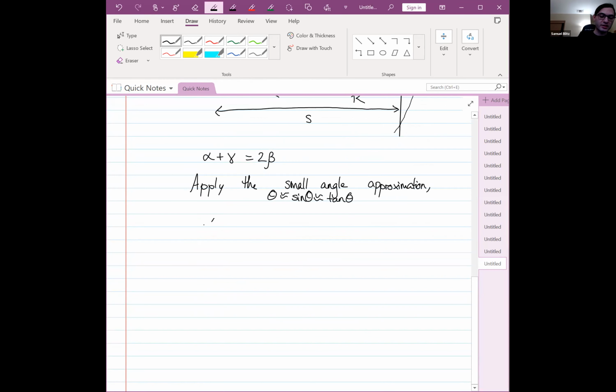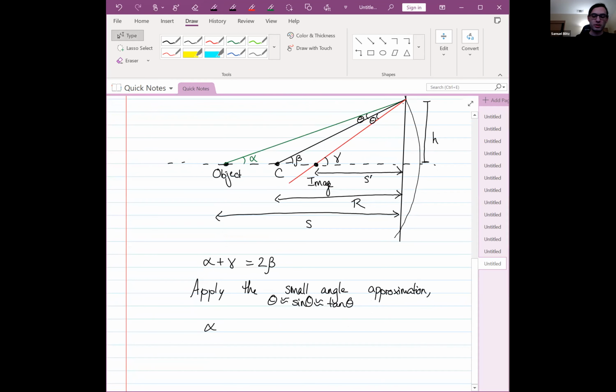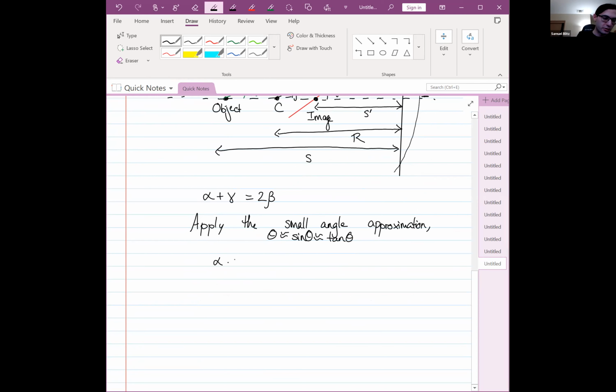So that gives us alpha. Alpha is the angle, and it's approximately equal to the tangent of the angle. So alpha is approximately equal to h, which is the opposite, divided by s, the adjacent. I'm just going to use equal signs now because we're using the small angle approximation. So alpha is equal to tan alpha, which is equal to h over s. Similarly, beta is equal to tan beta, which is equal to h over r. And gamma is equal to tan gamma, which is equal to h over s prime.